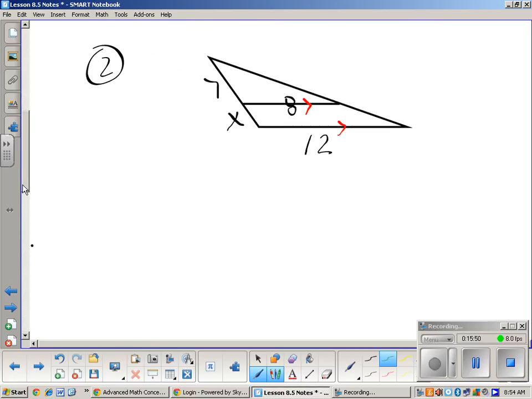Example number 2. This is confusing. This is not side splitter theorem, is it? We did actually do this today when I reminded you of what they did earlier in the chapter. Okay? Any suggestions how we could set this up?